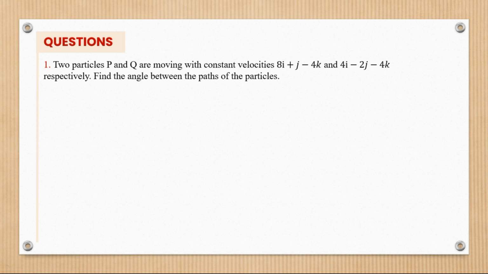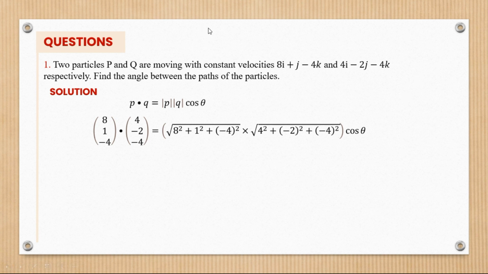Alright, so let's look at an example. Two particles P and Q are moving with constant velocities 8i plus j minus 4k and 4i minus 2j minus 4k respectively. Find the angle between the paths of the particles. As we've said, when finding the angle between two vectors, we use the dot product. So we can say that P dot Q shall be equal to the magnitude of P times the magnitude of Q cos theta.